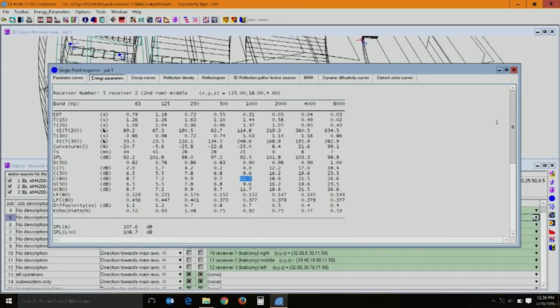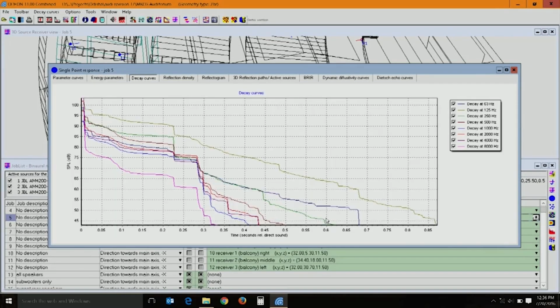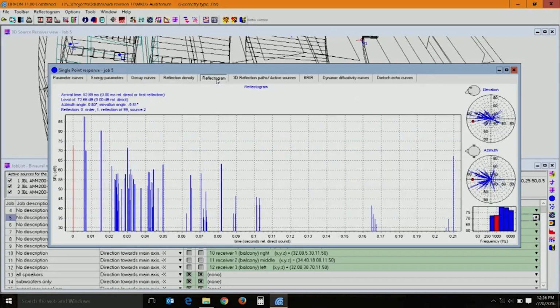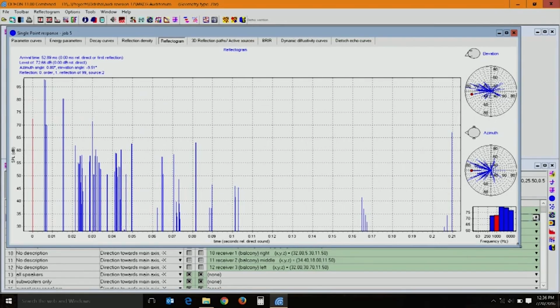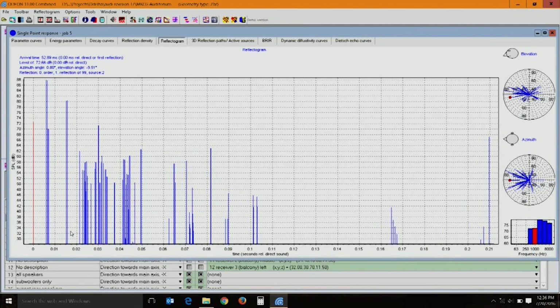This is number 1, further summary of tables. Then you have the decay curve. An important parameter which we need to look at now is something called the reflectogram. This is very essential in designing the acoustical quality of a space. This is called a reflectogram, something similar to what we drew on the board.